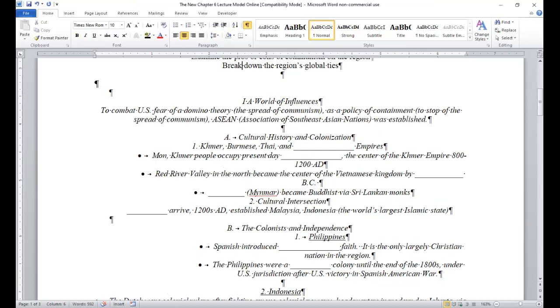You can turn to page 246 in your textbook and take a look at the regional map there as I play tour guide as well. Okay. World of influences. To combat the U.S. fear of a domino theory, which is the spread of communism, a policy of containment, and that was to stop the spread of communism, ASEAN, the Association of Southeast Asian Nations, was established.